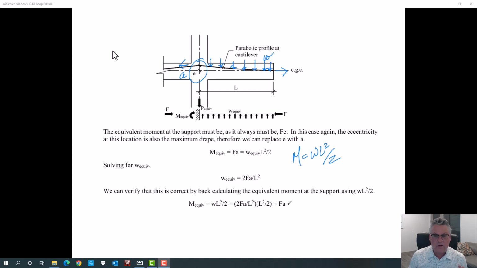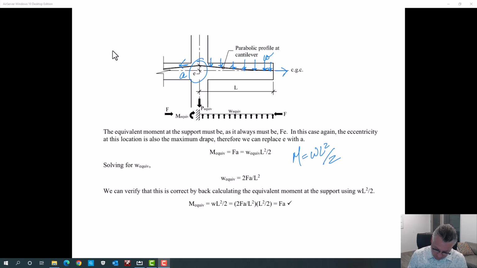Remember, there are good checks for this stuff. If you calculate an equivalent load, just put it on and calculate WL squared over 2 and make sure that you get F times A at that location. There are checks and balances in doing this, and that is, again, ultimately the end game. We were coming up with an equivalent load to just give us the same answer that we could actually already draw, knowing the force times the eccentricity. So don't make a math mistake somewhere and not check yourself.